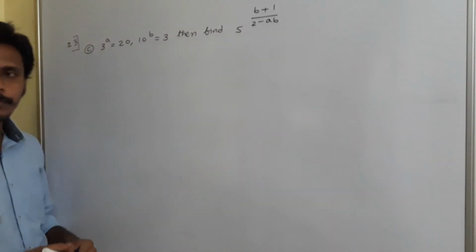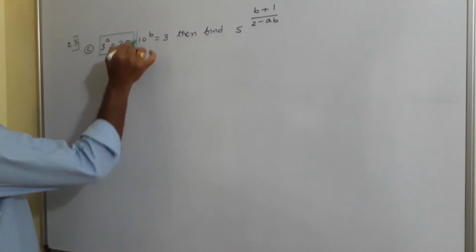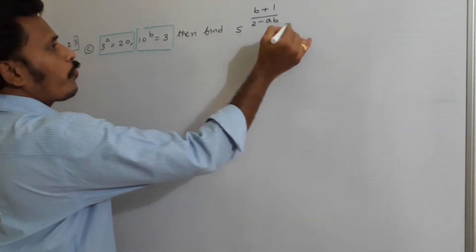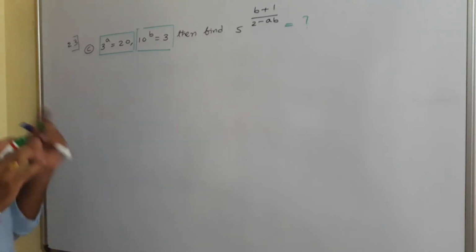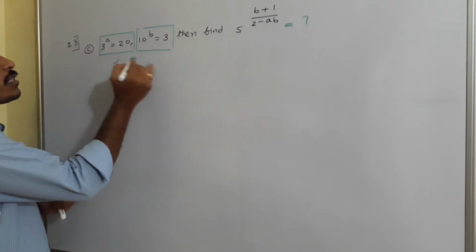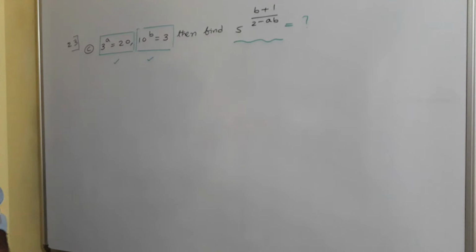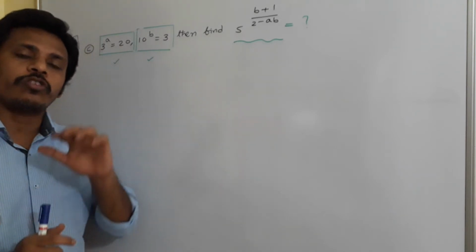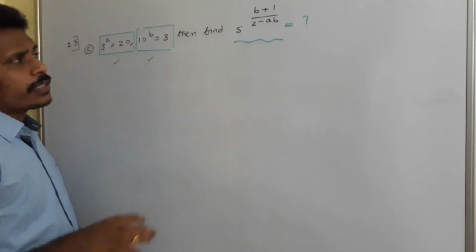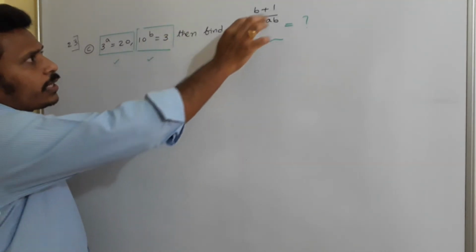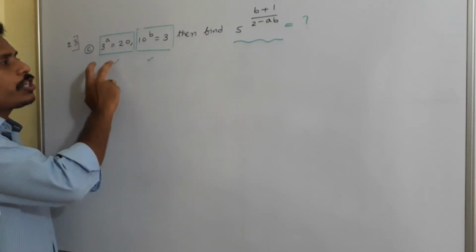Now 23C. This time for this problem, 3 power a is given as 20, 10 power b is given as 3, and we need to find this value: 5 power (b plus 1) by (2 minus ab). Again, just observe the problem first. As I said, these problems need all the laws of exponents along with your logical approach and a plan initially. As part of the plan, we need to prepare this (b plus 1) by (2 minus ab) from the given equations. Use these two to prepare that.